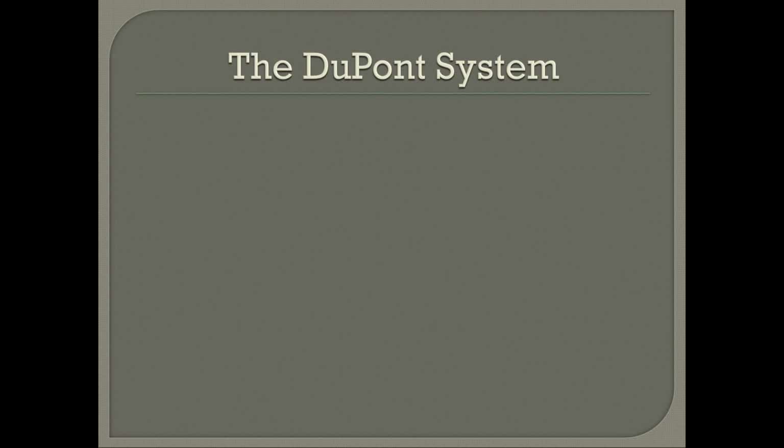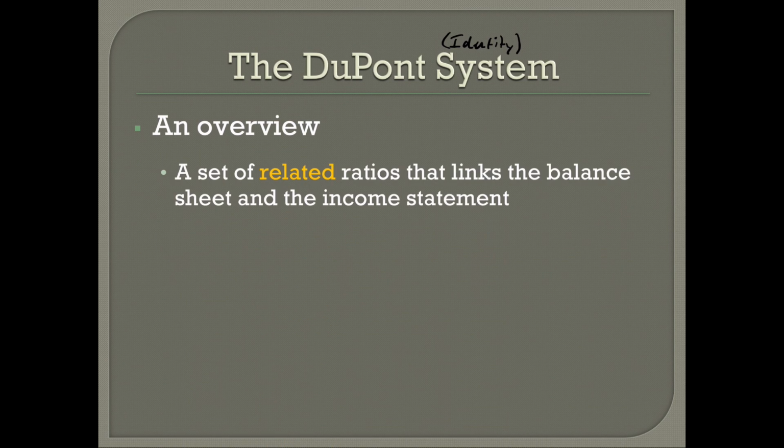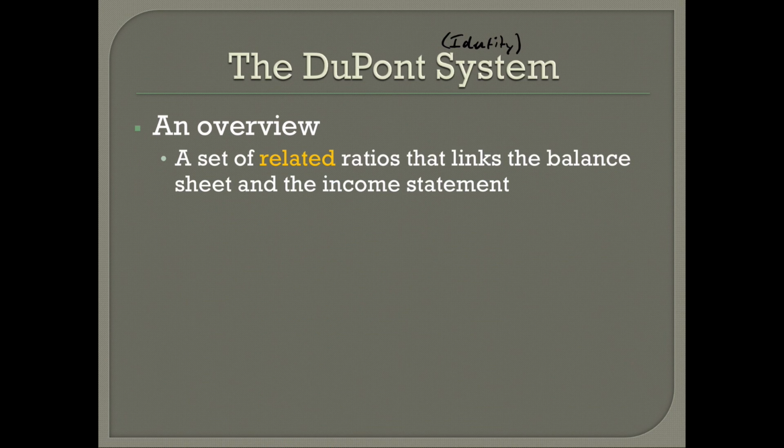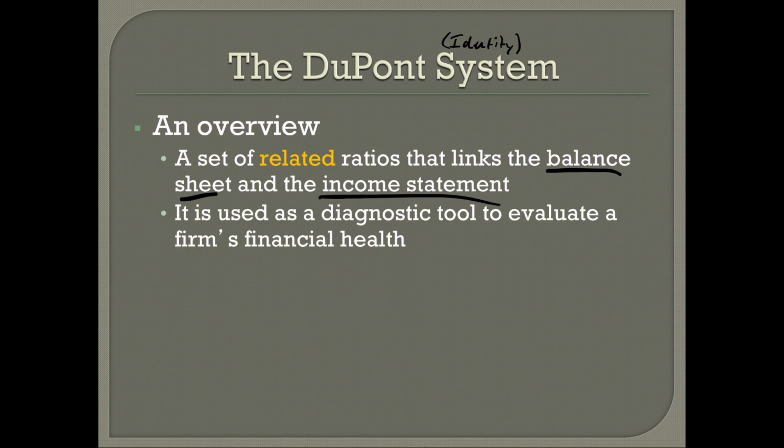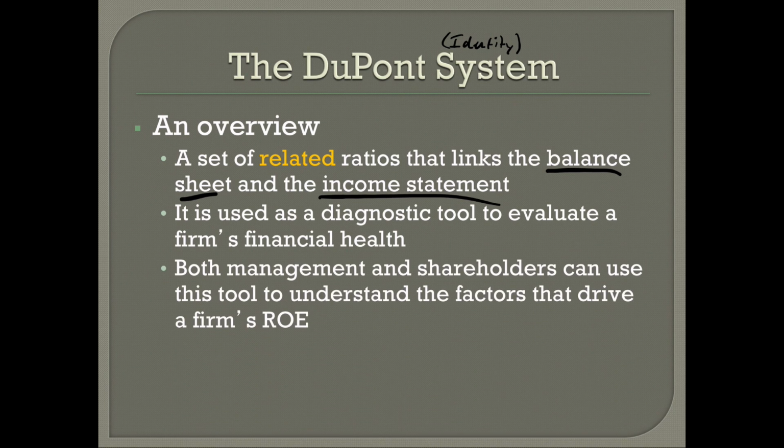We next turn our discussion to another way of analysis, and it's called the DuPont System, or the DuPont identity. So once again, this is something that's always true. And the DuPont system, a quick overview, it is a set of related ratios that once again links the balance sheet and the income statement. And it is used as a diagnostic tool to evaluate a firm's financial health. And both management and shareholders can use this tool to understand the factors that drive a firm's ROE.